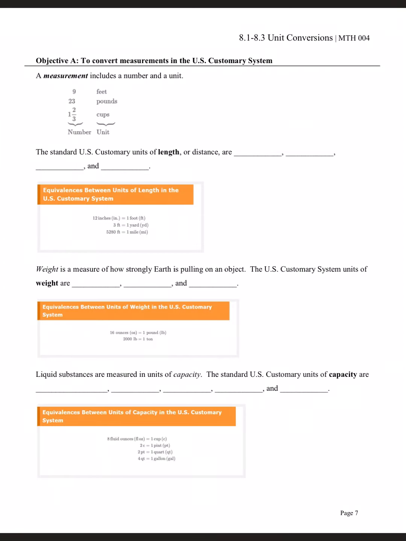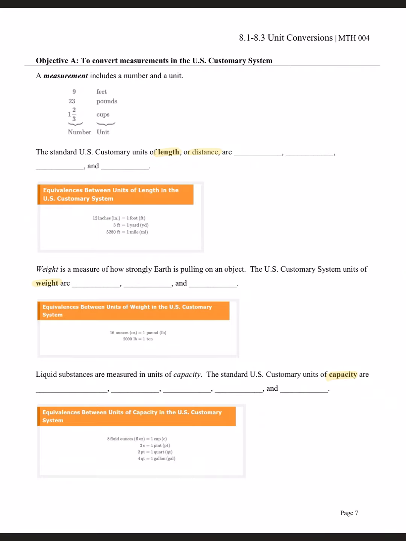Hi there. In section 8.1 through section 8.3, we will be looking at unit conversions. We are going to focus on three main unit conversions. We are going to be talking about converting things in terms of length, or we could say distance. We will be converting weights, and we will also be converting capacities.